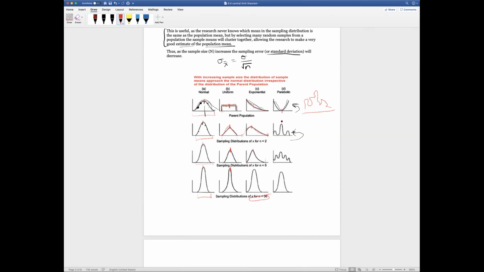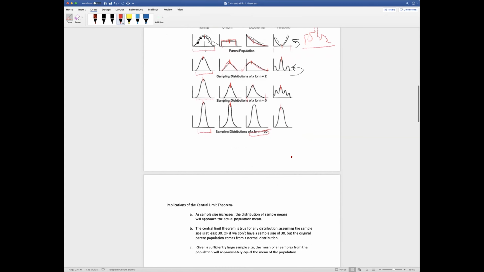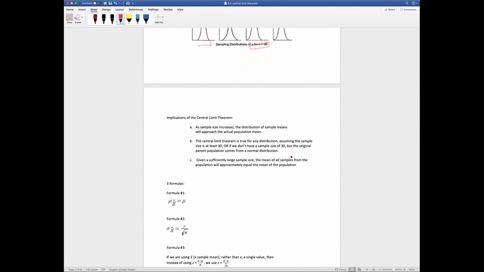Same thing with the parabolic function. The mean stays the same, standard deviation gets smaller. As our sample size increases, as we take more means and the sample size increases for those means, we get something that's more of a normal distribution. So this is basically what the central limit theorem tells us. As the sample size increases, the distribution of sample means will approach the actual population mean. That's this: the mean of x bar is equal to the mean of the distribution.